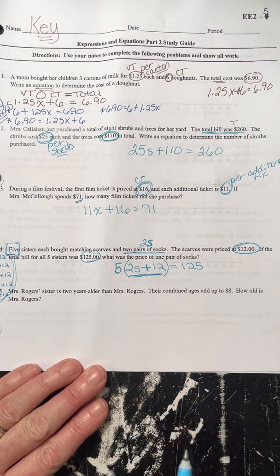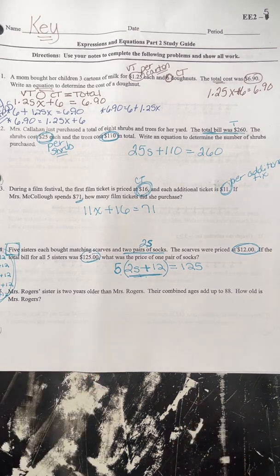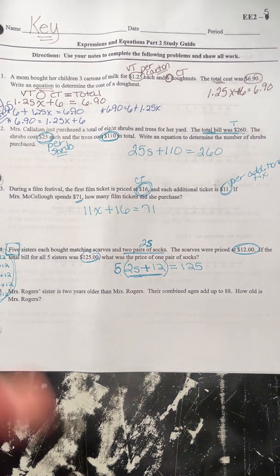Miss Rogers' sister is 2 years older than Miss Rogers. Their combined ages add up to 88. How old is Miss Rogers? If you remember this week when we were talking about these kinds of problems, I told you to always find the youngest.